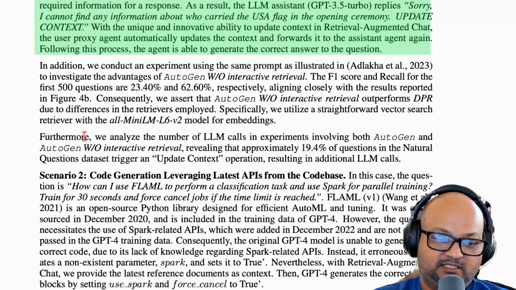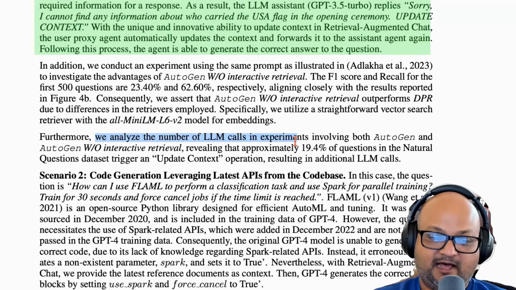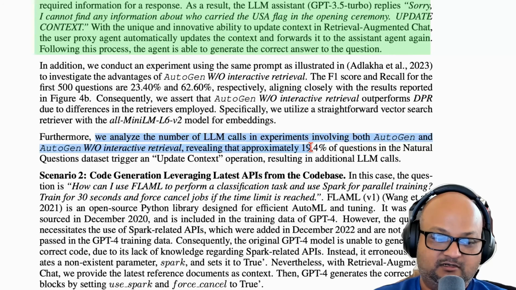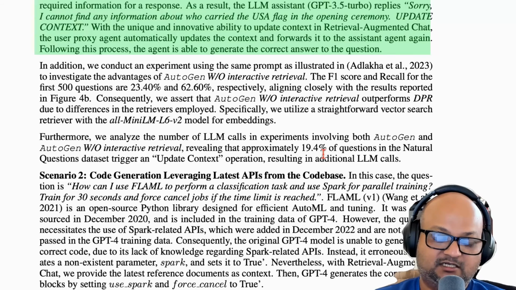But the interesting thing is that they found the additional interactivity, and by interactivity I mean the second agent saying that I need more context, did really help, because they found almost 20% of the questions in their benchmark triggering an update context operation. So this is another example of where this kind of iteration and reflection and then updating based on that, this kind of agent behavior improves the final outcome.